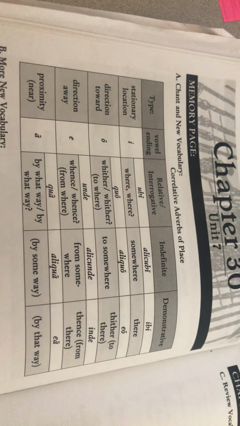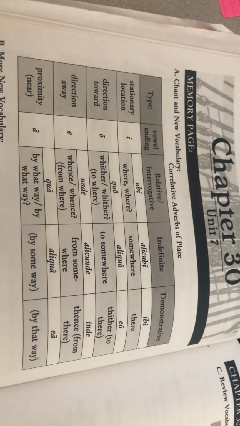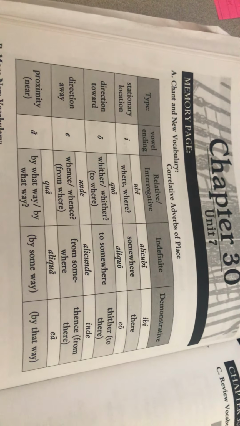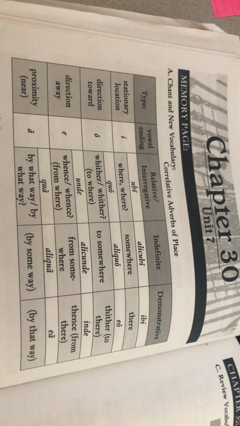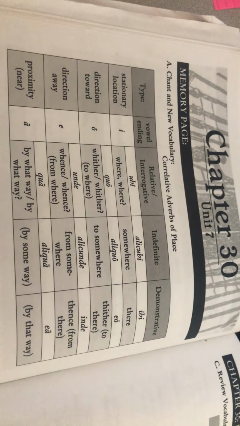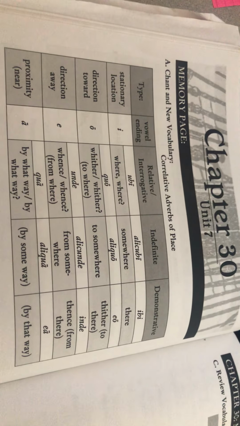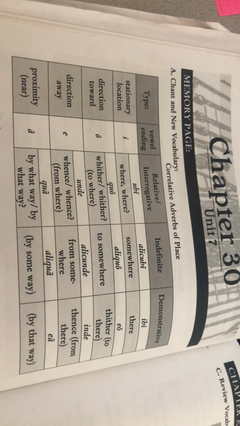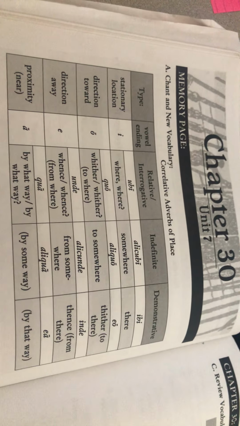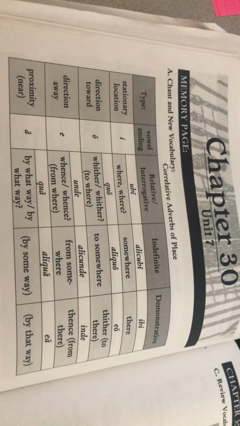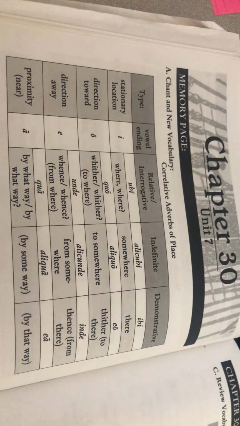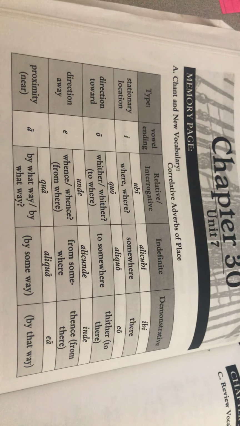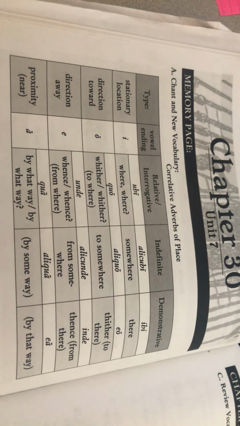Direction towards something, you have quo, aliquo, and eo, which mean whither, or to where are you going? To somewhere, or thither, or to there. Okay, direction away, we have unde, aliqunde, inde, which is whence or from where, like whence do you come, right? And aliqunde is from somewhere, and inde is thence or from there.